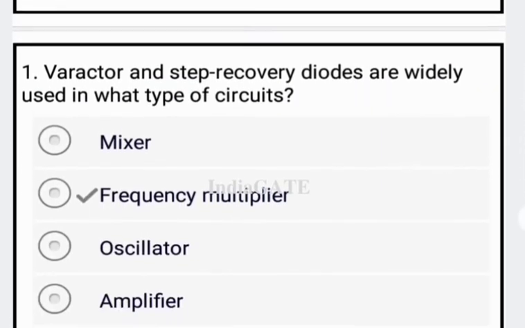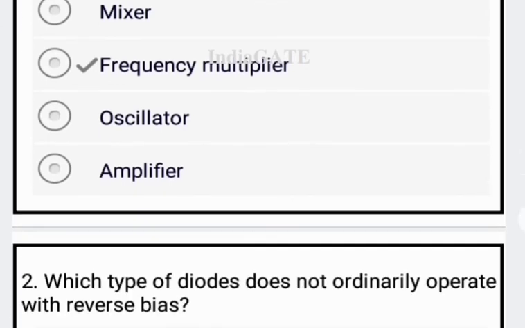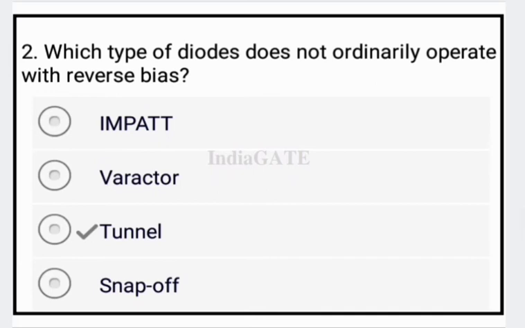Next question, varactor and step recovery diodes are widely used in what type of circuit? So this is used in the frequency multiplier. So option B is your correct answer. Next question, which type of diode does not ordinarily operate with reverse bias? So the correct answer is tunnel. Option C is your correct answer.